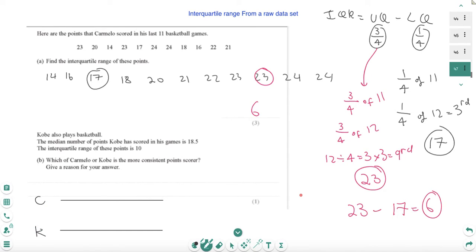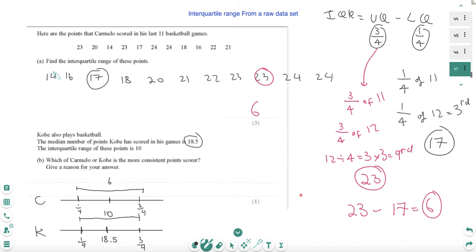Well, let's start with Kobe. So Kobe, his median is 18.5. Median is just the halfway mark. So his most middle game he scored was 18.5 points. And his interquartile range is 10. So the difference between his 1/4 game and his 3/4 game was 10 points. All right? For Carmelo, we know his interquartile range is 6. So 1/4 to 3/4 is 6. And his median, let's find his median.